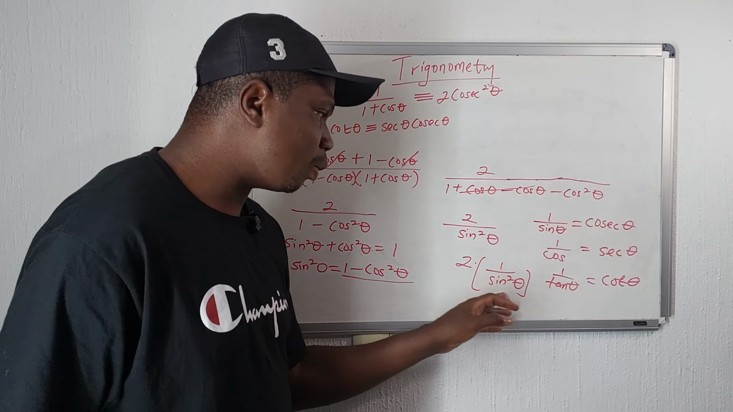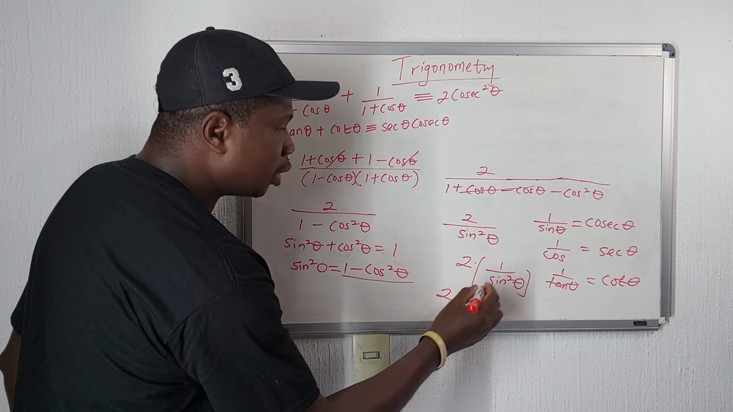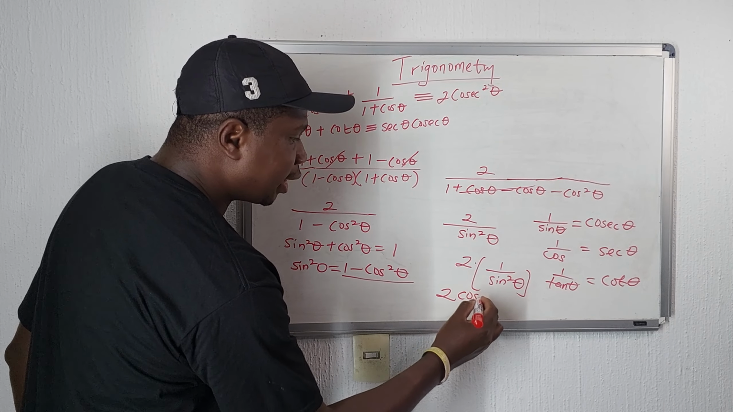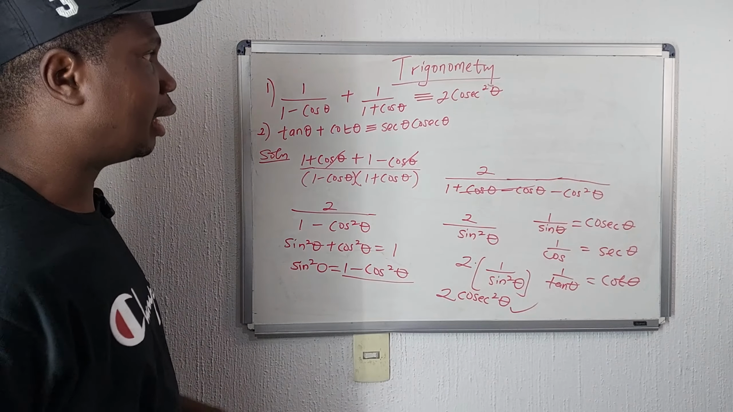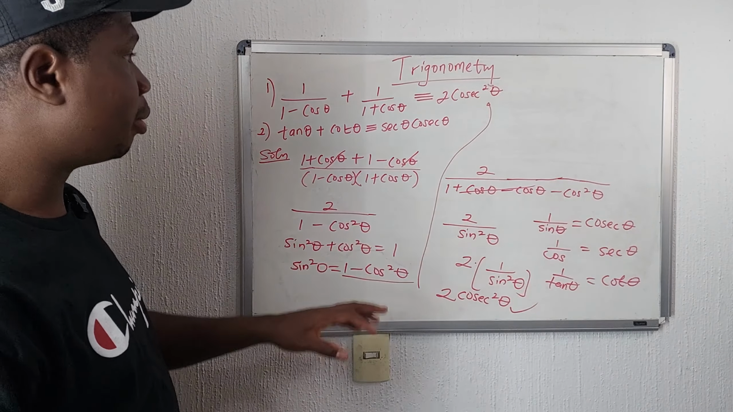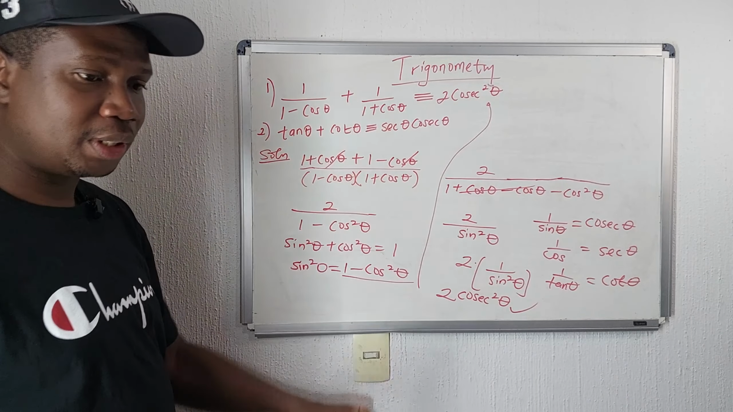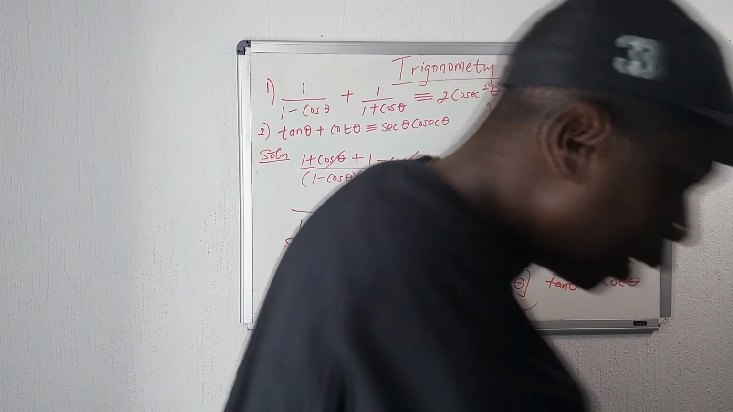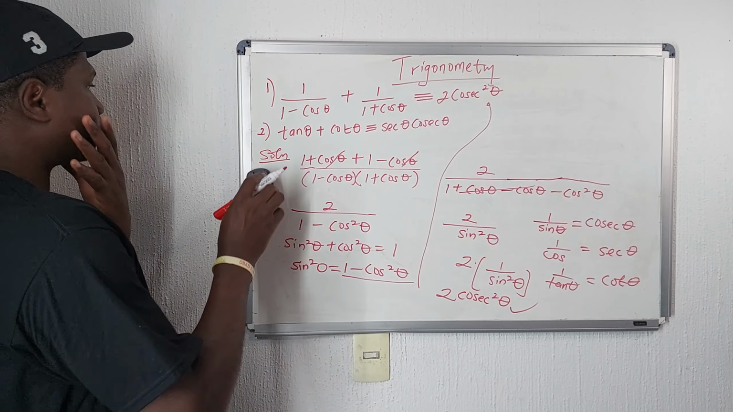These are called reciprocals of the basic trigonometric ratios. So if we replace this with cosec theta, what do we have? We have 2 into cosec squared of theta, and this will be our final answer. As you can see, they are the same thing. So we're able to prove the first one. Now we're going to try to solve the second one to see if we can get the same thing.